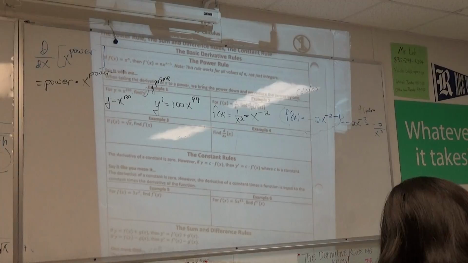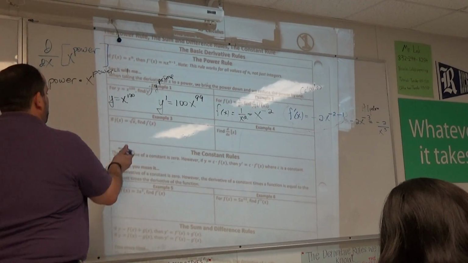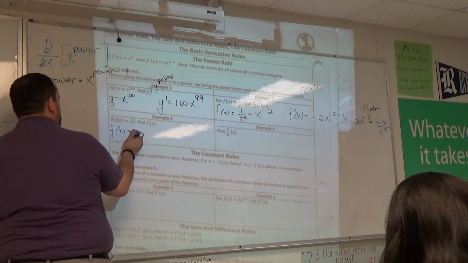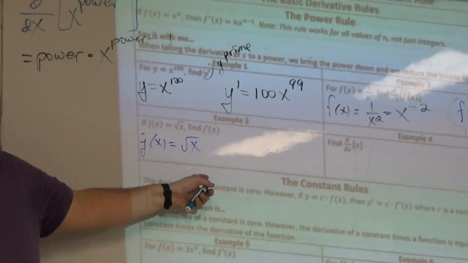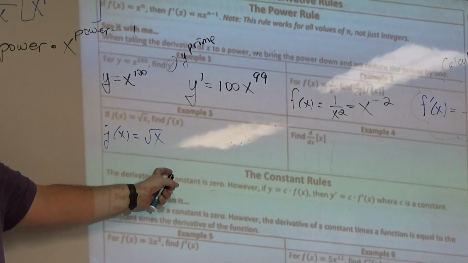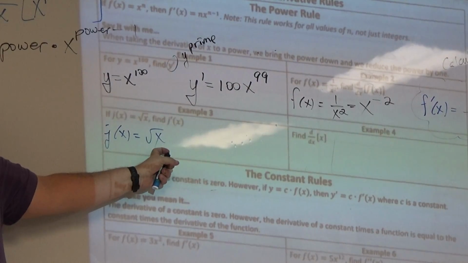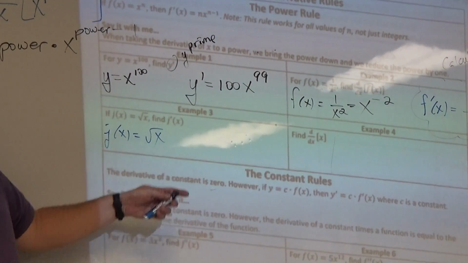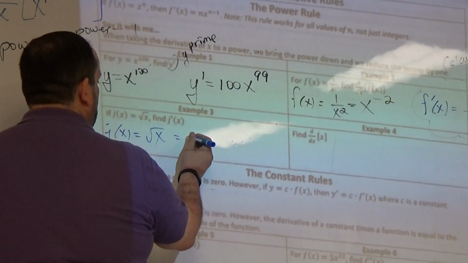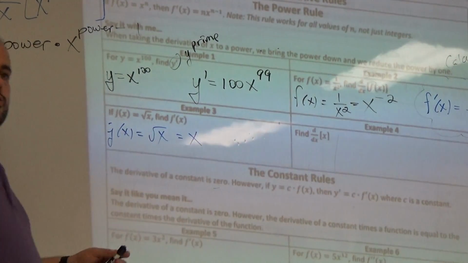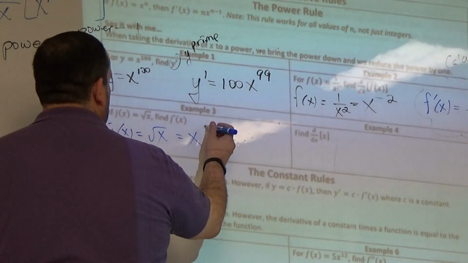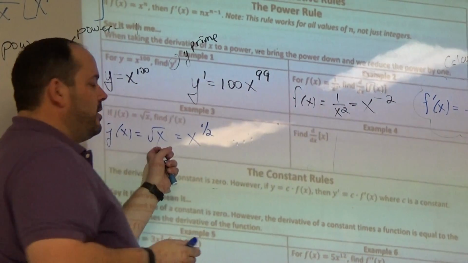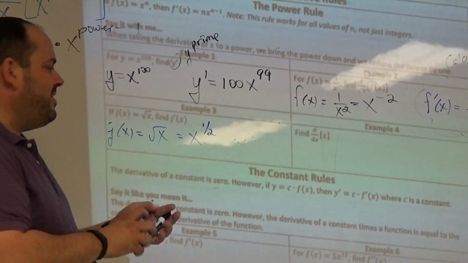All right, so third one, j of x is equal to the square root of x. How many of you guys are pretty convinced that you have correctly applied the power rule? Square root of x, how is that x to a power? How is that x to a power, Cynthia? It's the same thing as x squared. X squared? I don't agree with x squared. Abel? I put x to the power of 1/2. Okay. Square root of x is x to the half power.